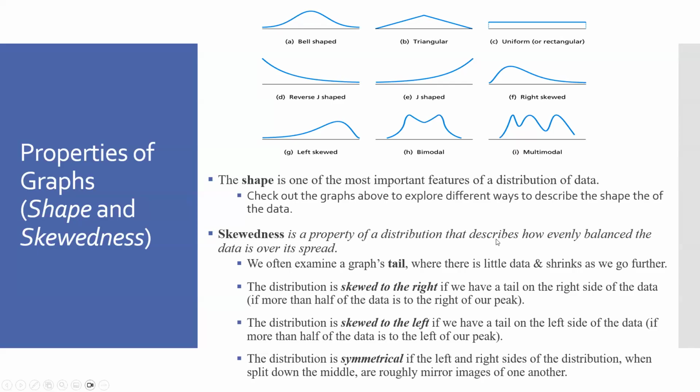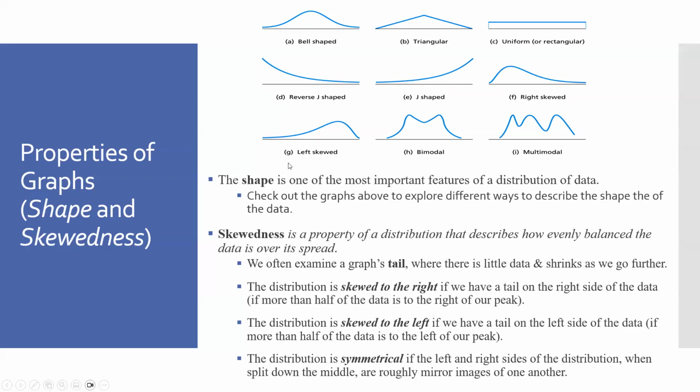It also leads into another property which is known as skewedness. Skewedness is a property of the distribution that describes how evenly balanced the data is over its spread. We'll look at something that's called its tail, basically where the data seems to peter off. Where there's little data, shrinks as we go. And visually, it's not too hard to find out what kind of skewedness it is. The distribution is skewed to the right if the tail goes to the right side of the data. So right here is an example.